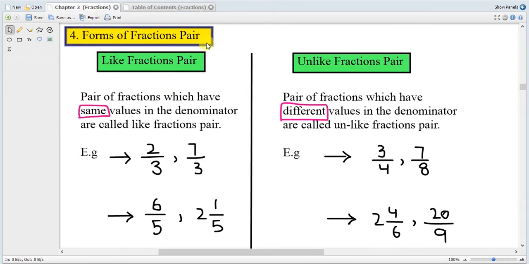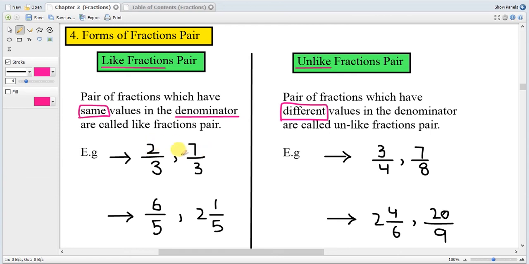So today's session is forms of fractions pair. There are basically two different categories of fractions pair. The first one we named as like fractions, and the second one is the unlike fractions. Now what is the like fraction? A pair of fractions which have the same values in the denominator. So pay attention here to the denominator value. When we have the same values in the denominator, we name those pair of fractions a like fraction, right? Here we have a certain example.